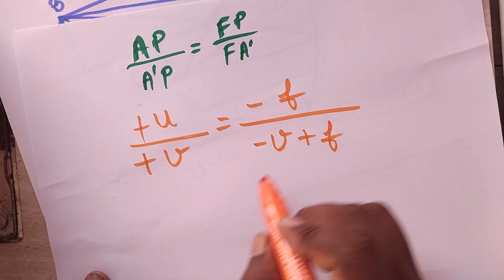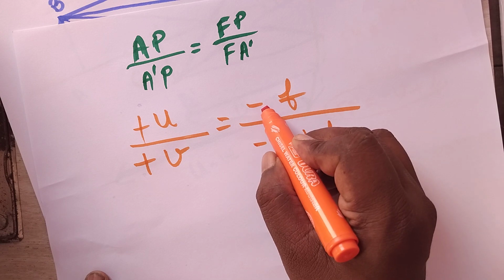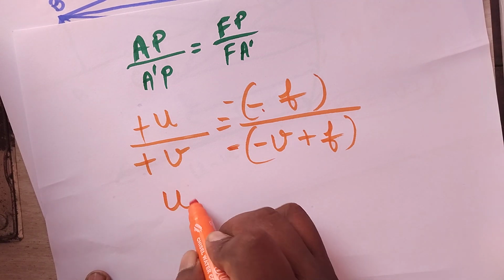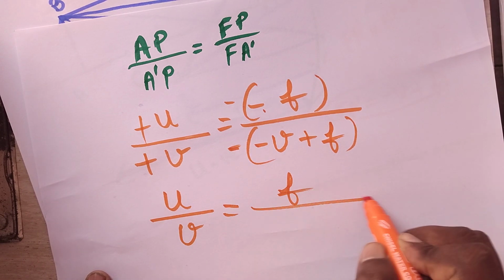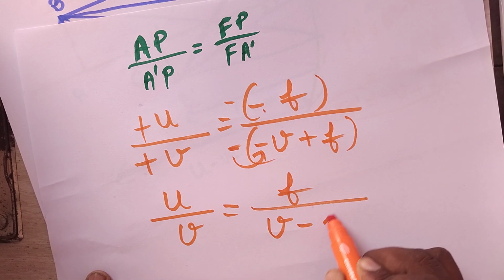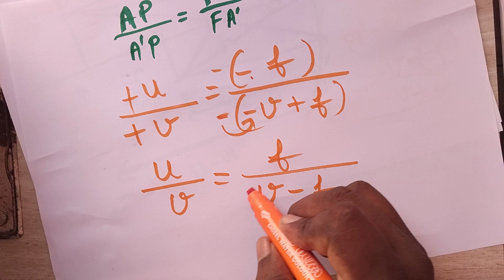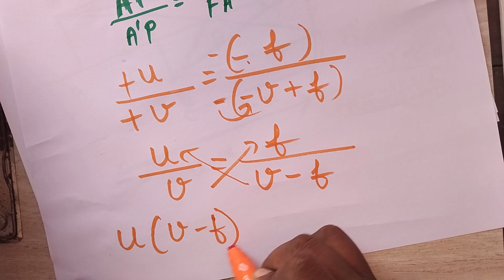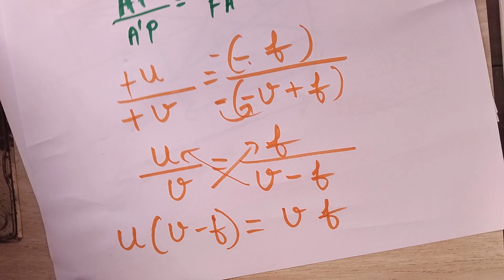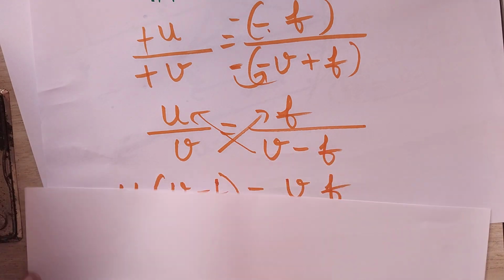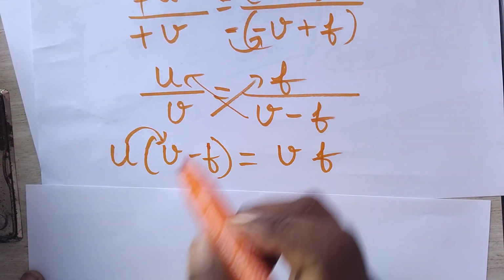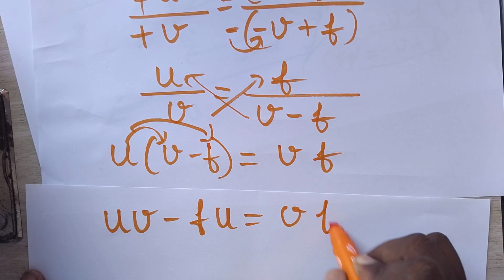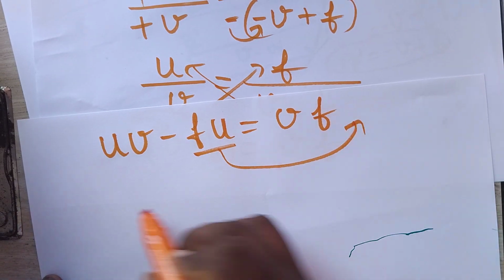Now I am multiplying negative in the numerator and negative in the denominator. U by V is equal to F divided by, taking the minus inside, V minus F. Now we do the cross multiplication: U times (V minus F) is equal to VF. This equation is very simple and important. Taking U inside: UV minus FU equals VF. Taking this from left side to right side, plus will come.